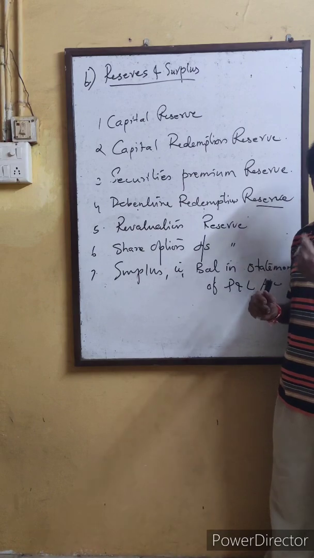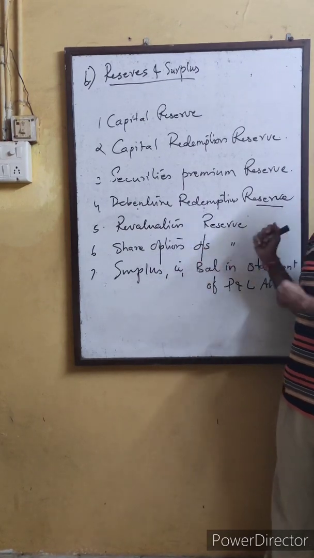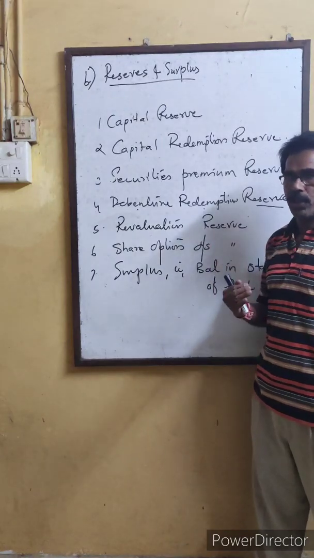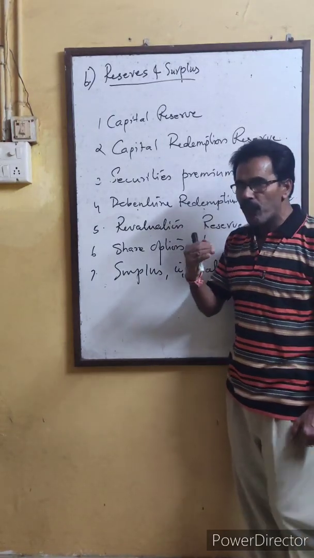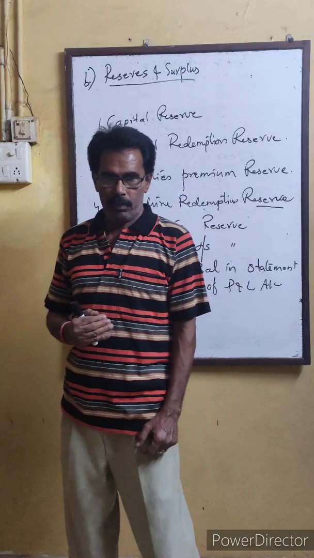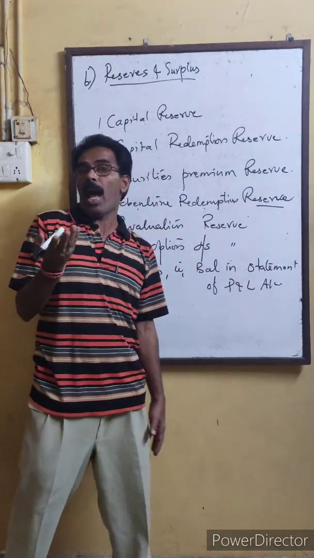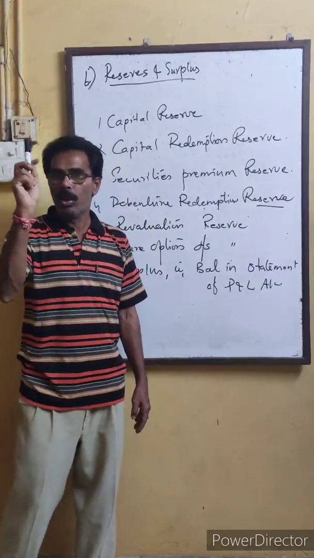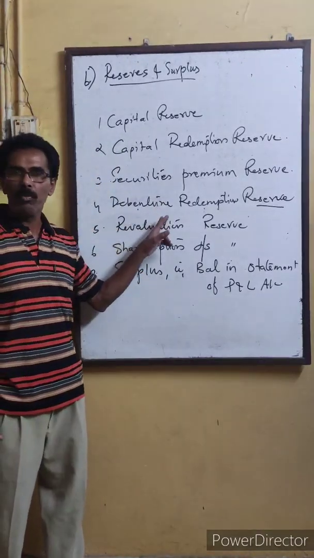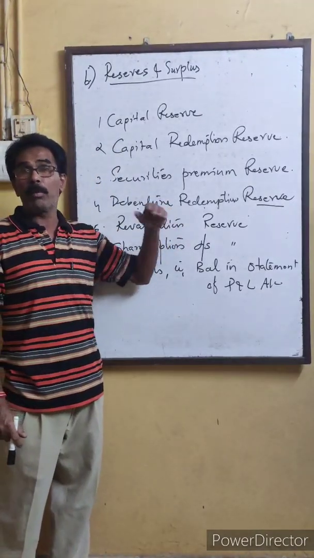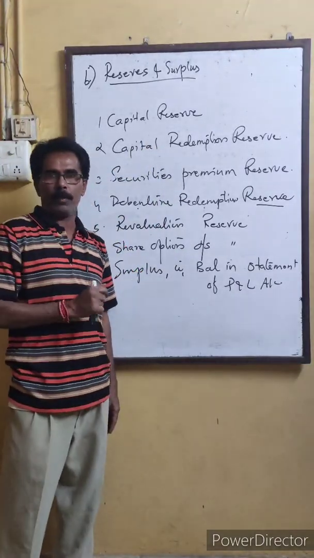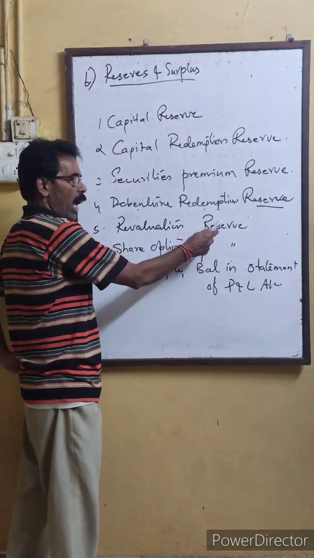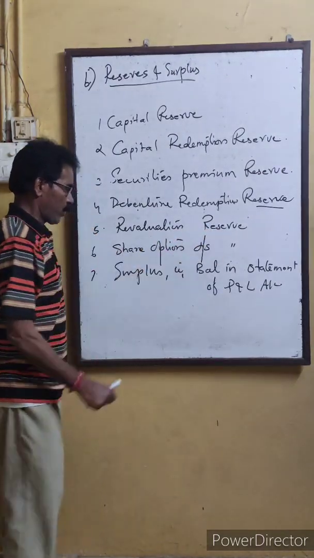Revaluation reserve is the reserve made from the revaluation of assets. What is revaluation? Suppose the value of land is 2 lakh. If its value increases to 3 lakh, from 2 lakh to 3 lakh, that is the revaluation. So there may be an increase or decrease in the assets, and that reserve is called the revaluation reserve.